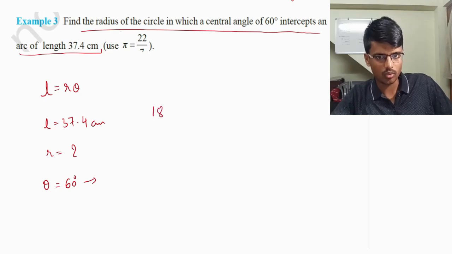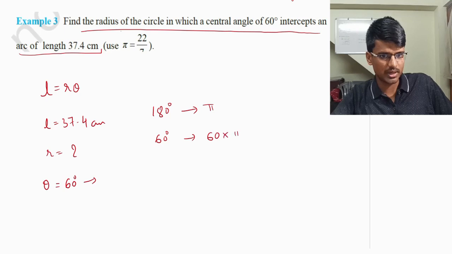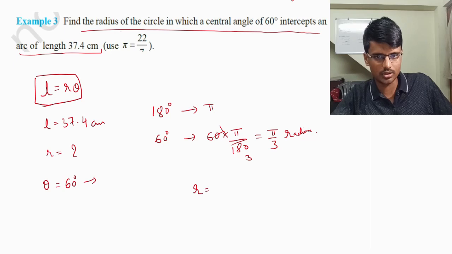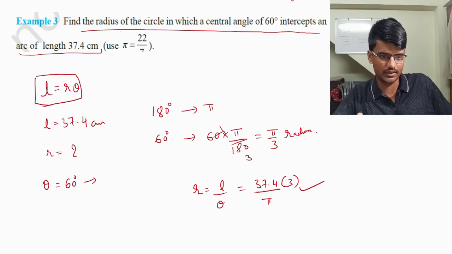We know 180 degrees is equal to pi radians. So what is 60 degrees? Simple cross multiplication: 60 into pi by 180. This is nothing but pi by 3 radians. Very important. All I have to do is put it in this formula. So r is equal to L by theta. L they have already given us, 37.4, and theta in radians is pi by 3. So if you solve this, you will get the radius.